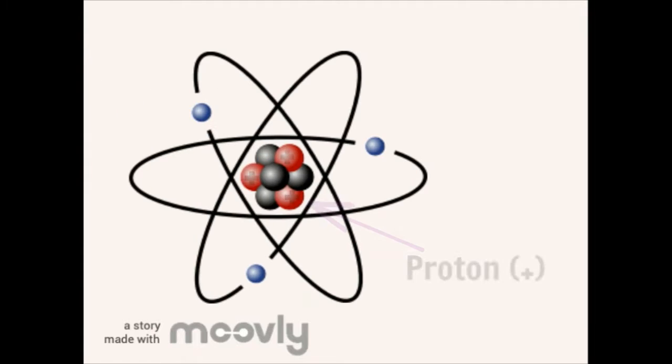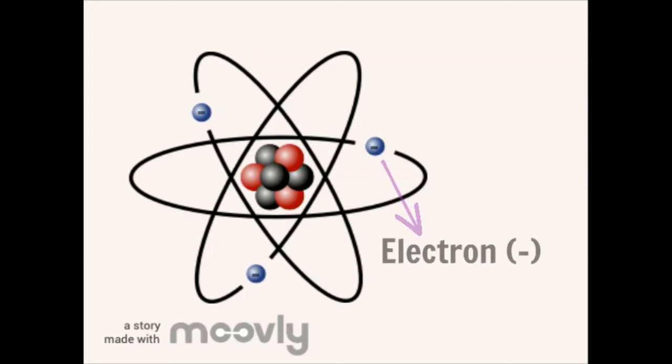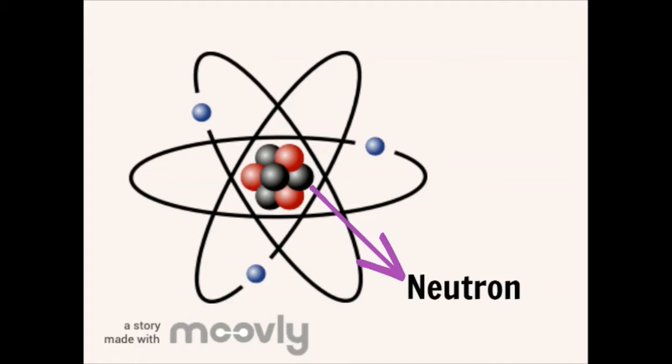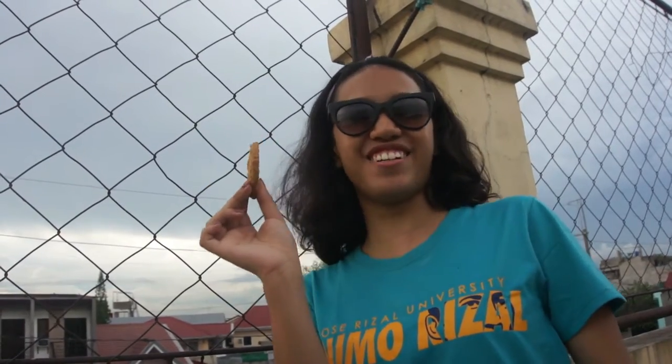The first one is the protons, the positively charged particles found inside the nucleus. Next is the electron, the negatively charged particles found in the electron cloud outside the nucleus. And last are the neutrons, which are the neutrally charged particles that can easily adapt to the protons or electrons, just like this cookie. It is made up of different ingredients. So wow! But how did the concept of atom came about?